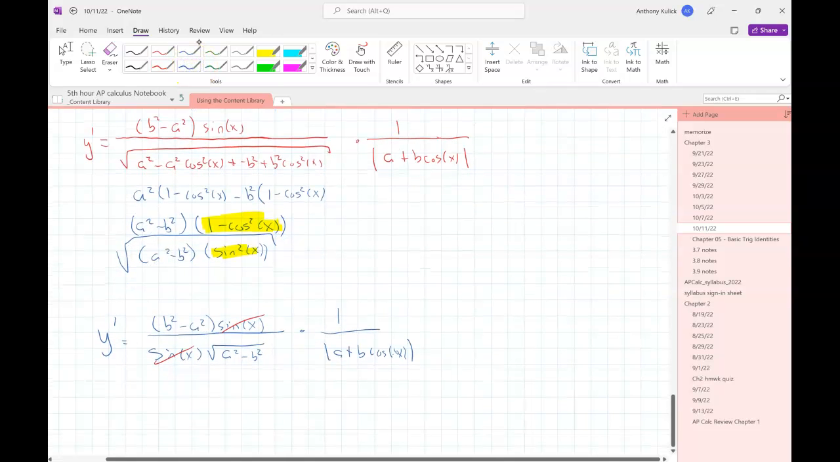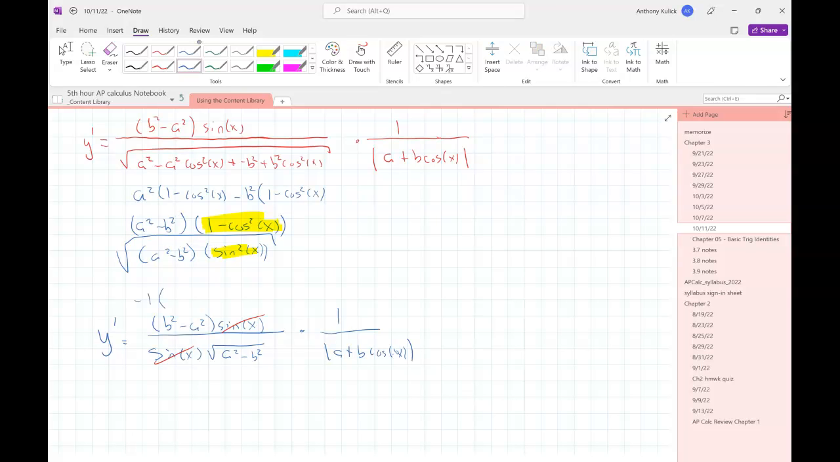And then, ooh, look at this. Right? I can do that. I just took a -1 out, right? And then this can cancel with that and just leave me a square root in the numerator.